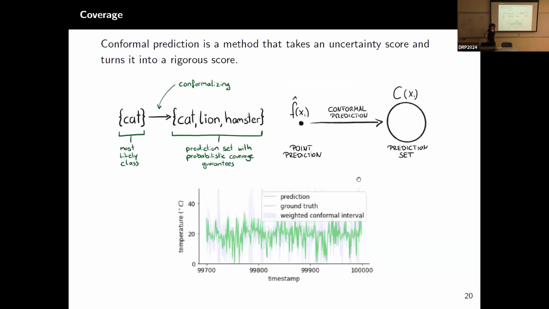At this point, while also mentioning the interval, the coverage topic might be helpful for you to understand. So let's say we are solving a classification problem, and the most likely class is cat. Imagine we have many pictures of animals, and the most likely class is cat. But after conformalizing this type of set, we can also say that it can be a lion or maybe a hamster too. So these two are also showing a high probability.